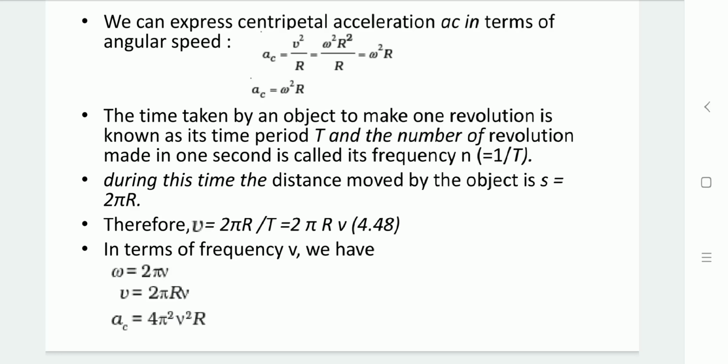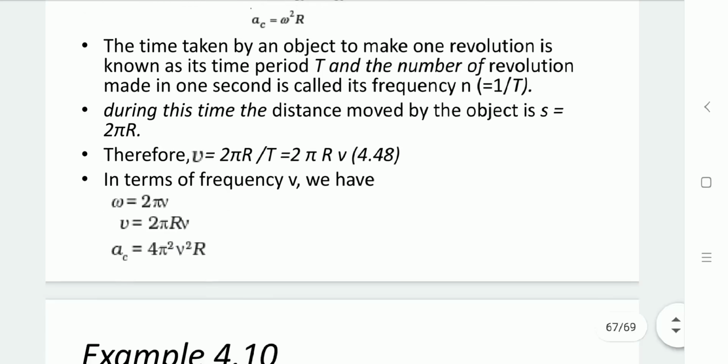Centripetal acceleration, that is omega square r. Substitute omega equal to 2 pi nu, so that is 4 pi square nu square, where nu is the frequency, into r. So this is how velocity and acceleration can be defined in terms of angular speed.